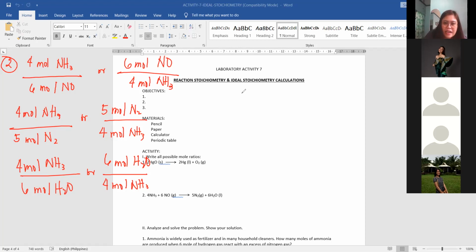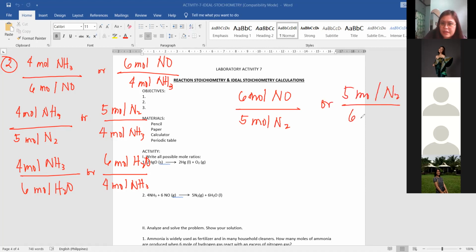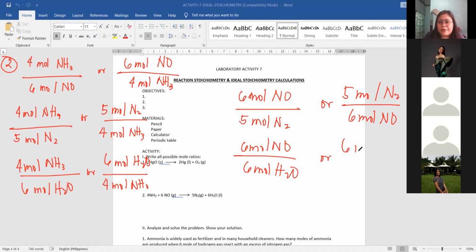So for the other reactant, if you have 6 moles of nitrogen monoxide, it will also yield 5 moles of nitrogen, and the reverse of that. And there is one more: 6 moles of nitrogen monoxide will also give you 6 moles of water, or the other way around.